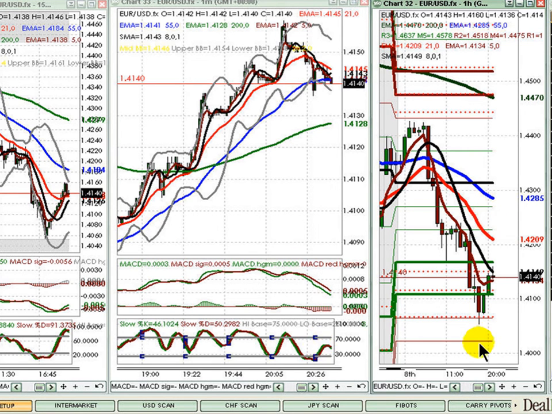Well, we were riding the 5 on the hourly here, right? Just like we did on the 15-minute chart. Look at this. Price is down to the 5, sideways to the 5, down, move sideways to the 5, down, move sideways, and then that was broken back up.